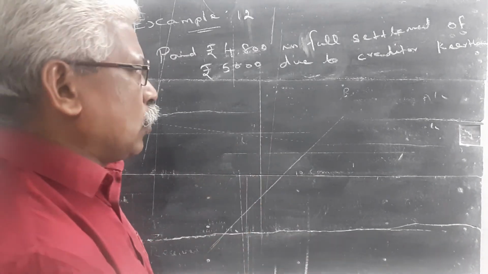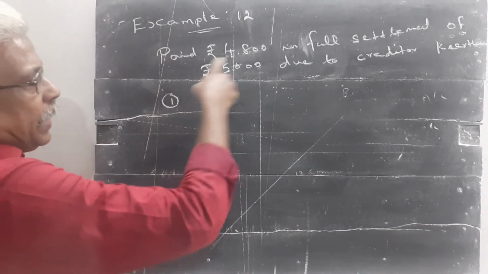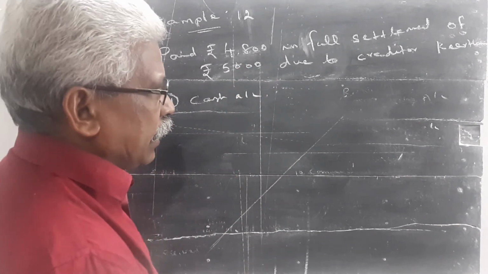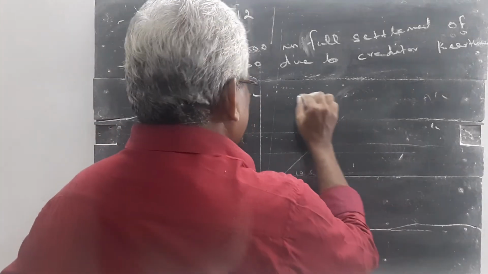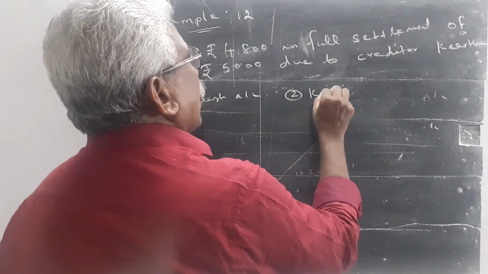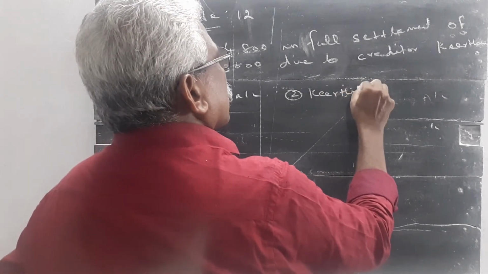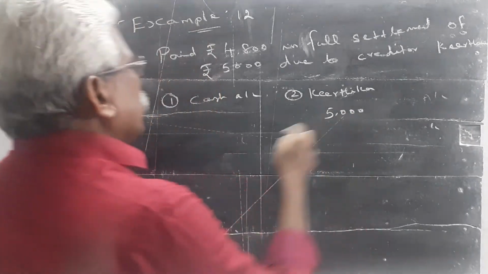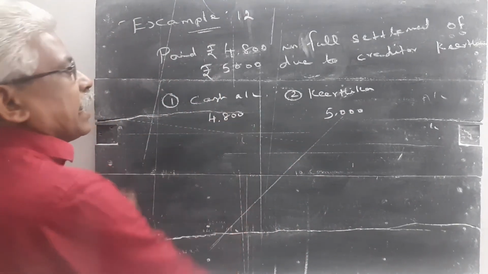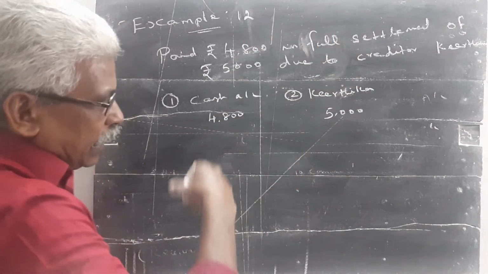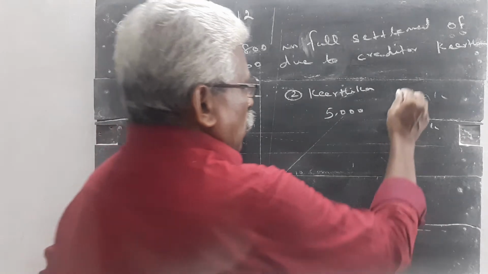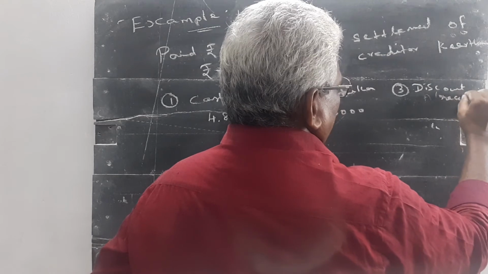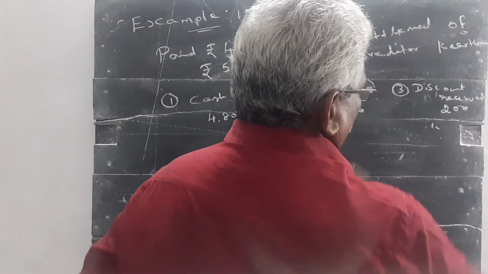In this question, there are 3 accounts. Number 1, cash account. We paid cash of rupees 4,800. The second account is Kirtana. The total amount payable to Kirtana is 5,000 rupees. Out of 5,000, we paid only 4,800, but we settled her account. The entire account is closed. So we have to write one more entry, that is discount received. We received discount from Kirtana. This 200 rupees is considered as discount.